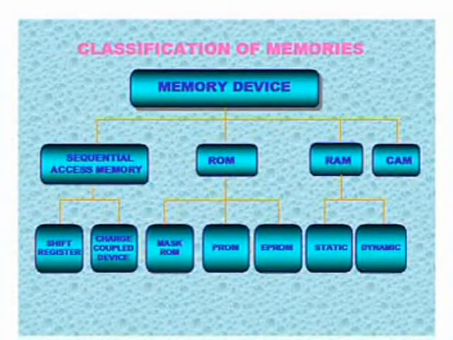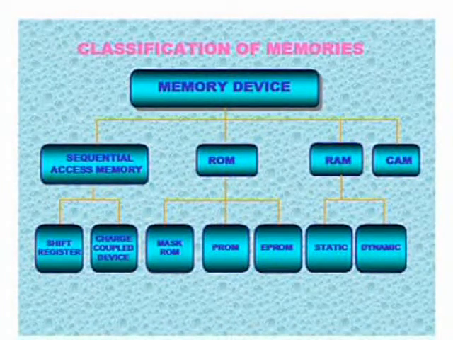Again, the sequential access memory can be classified into 2 types. One is shift register and another one is charge coupled device. This shift register is of 2 types. One is static shift register and another one is dynamic shift register. In the static shift register, the content of the memory does not change with time as long as the power is on. Whereas in the dynamic shift register, the data is stored in the MOS capacitor. So, it will leak off after some time. So, it has to be refreshed at regular intervals of time.